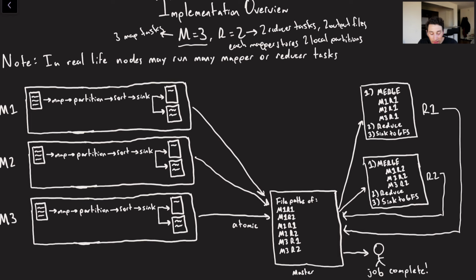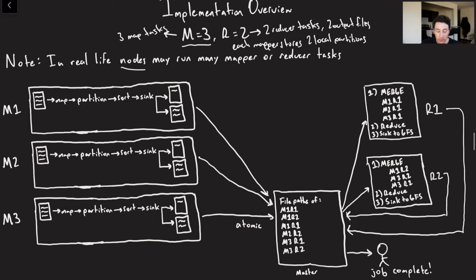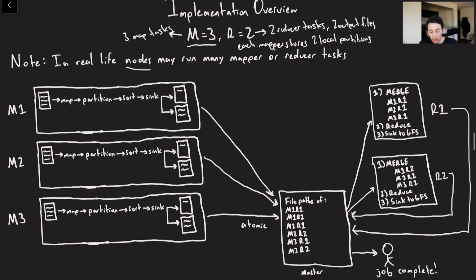Like I mentioned in the note right here, in reality, nodes in our cluster may run many mapper or many reducer tasks. But in this example, each mapper is going to be on a different node, and every single reducer task is going to be on a different node. So let's go ahead and start this thing out. We've got 3 mapper nodes over here. They're going to schedule their map tasks, and the first thing they're going to do is look at their input data over here. They're going to map it according to the mapper function. They're going to partition it according to the passed-in partition function that the developer program actually gives us.